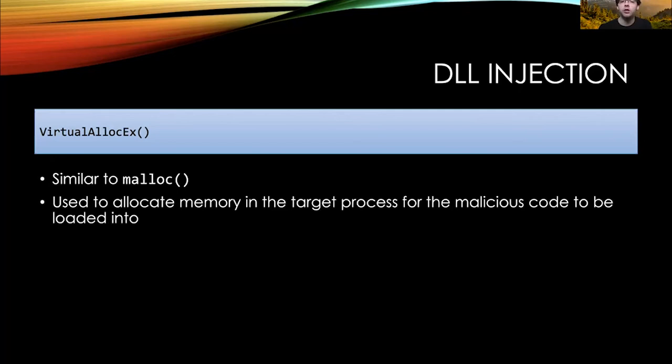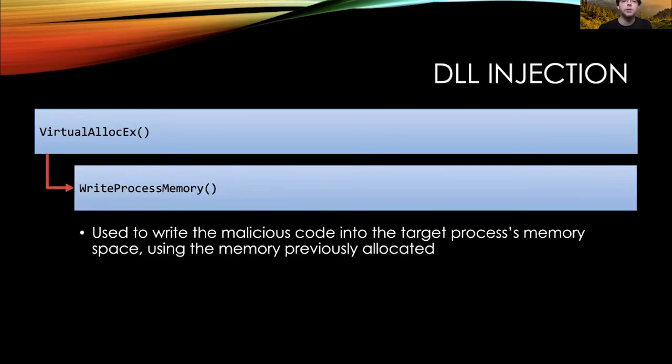The first API call that we have to make is this VirtualAllocEx function. This is very similar to malloc, and it allows us to allocate memory in the target process. That's what we're going to load our malicious code into. In this case, I allocated enough memory to contain my entire malicious DLL file. Next, we will make a call to WriteProcessMemory, which allows us to take the bytes for our DLL and write it into the target process's memory space. We'll be writing this into the memory space that we just allocated using VirtualAllocEx.